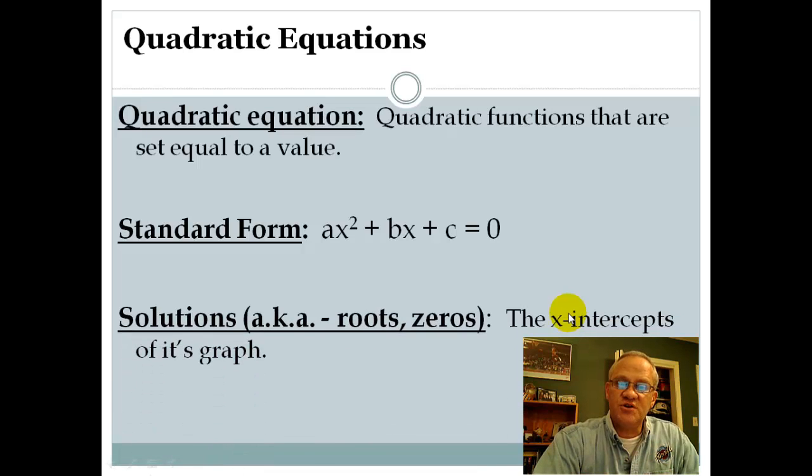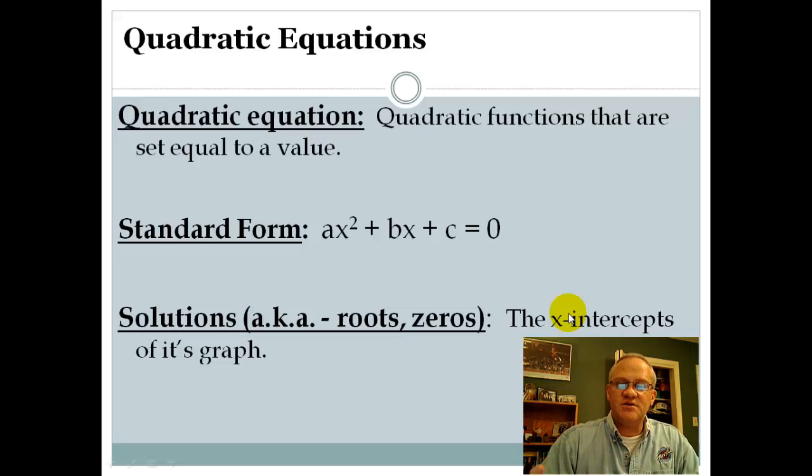And our solutions, aka roots or zeros, I feel like I'm in a cop show there, aka roots, aka zeros. 10-4, breaker 1-9.